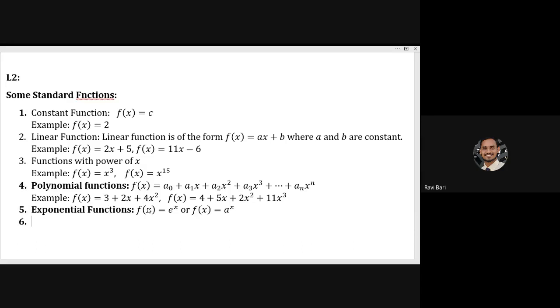Last one is logarithmic function. So logarithmic function is of this form, log of x.